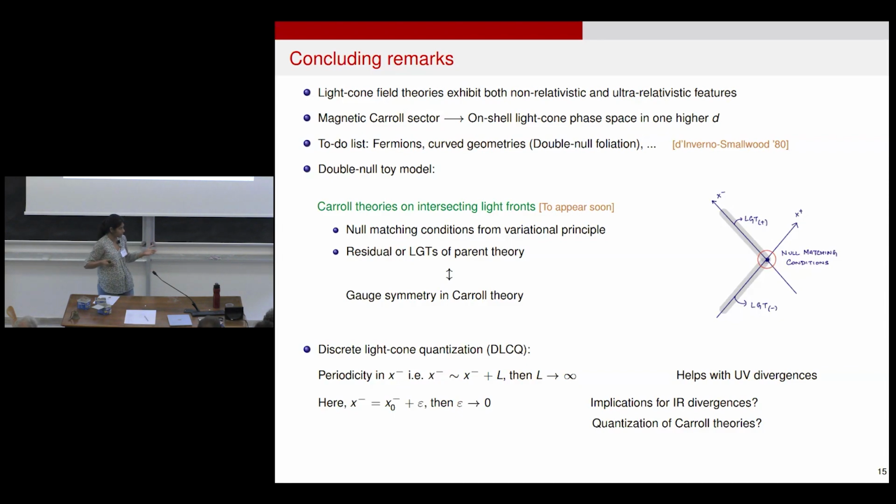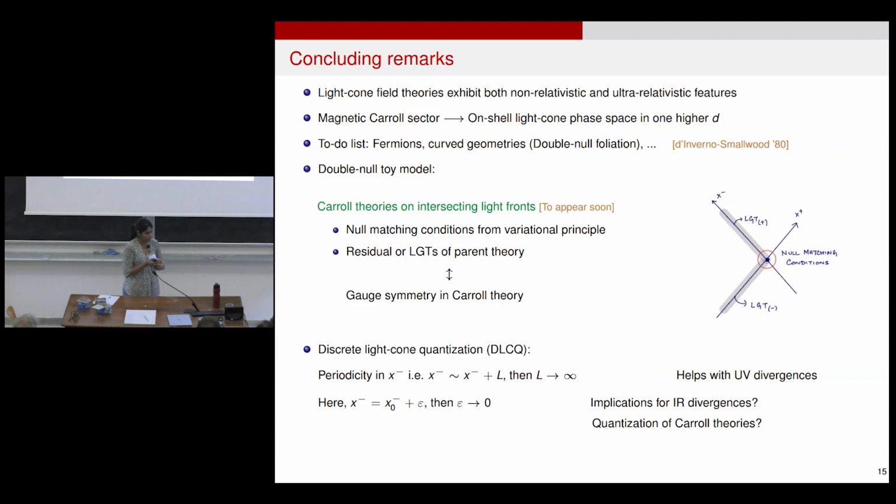So it's called discrete light cone quantization, where the idea is to have some periodicity in the x minus direction. So we identify x minus with x minus plus L, and then take L to infinity. And this kind of quantization method helps regulate UV divergences. And here we are sort of doing the opposite limit.